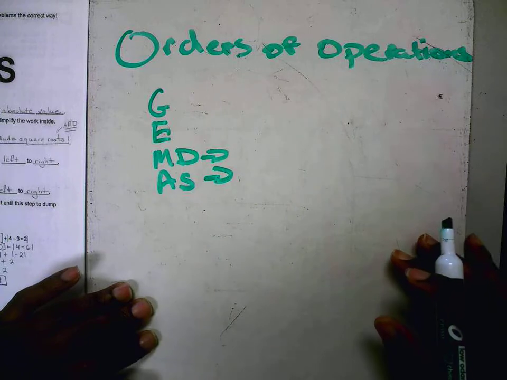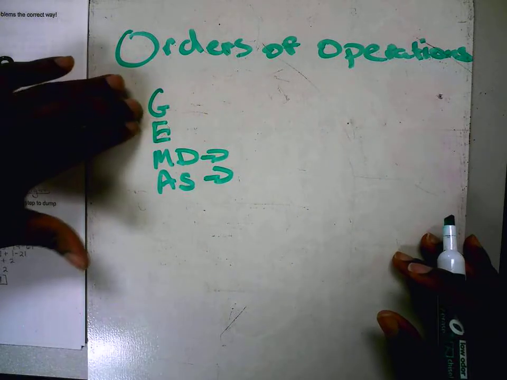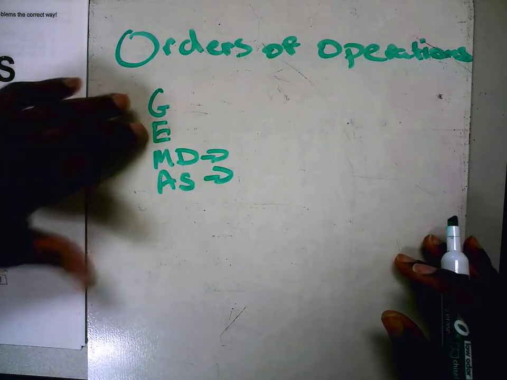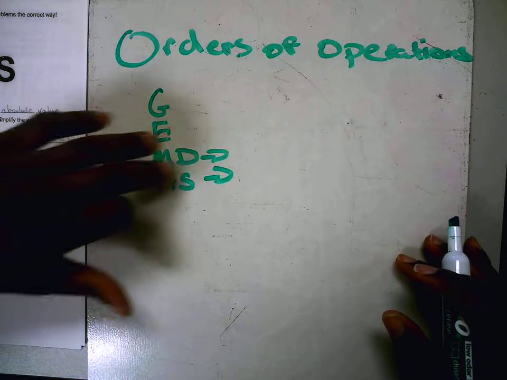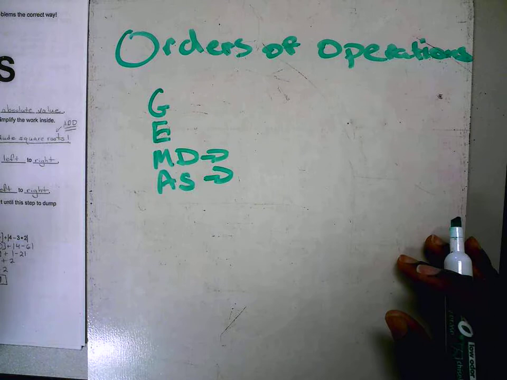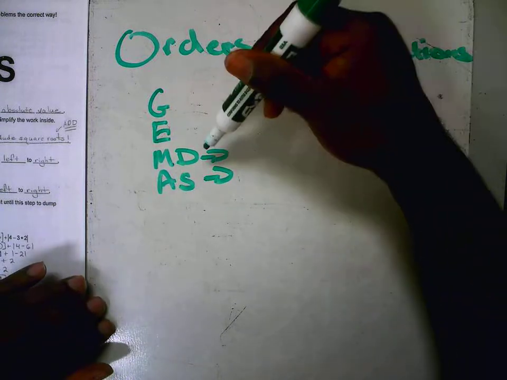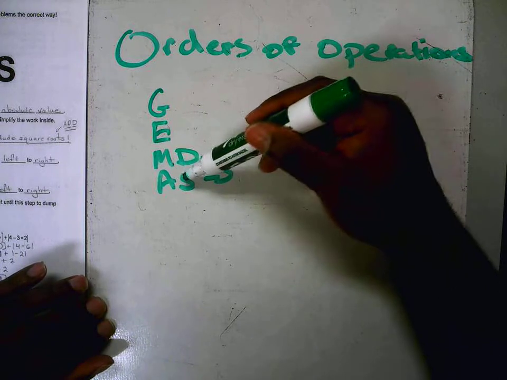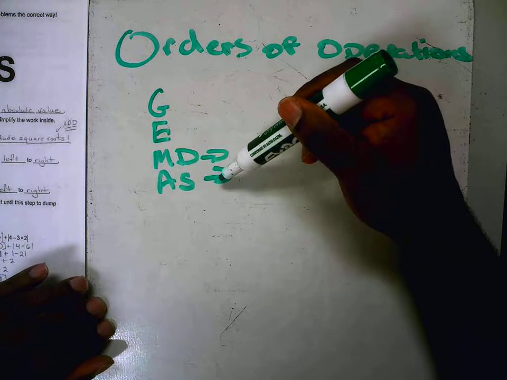Now, I write the acronym like this: grouping, exponents, multiplication, division, whichever comes first from left to right. That's why this arrow is important. Whichever comes first from left to right, and then addition and subtraction, whichever comes first from left to right.